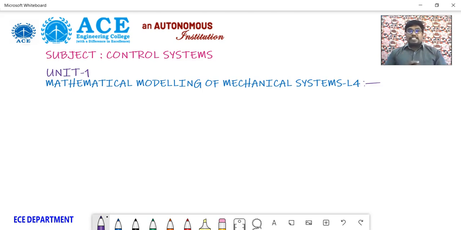Today we are going to discuss mathematical modeling of mechanical systems, lecture 4, and it is a continuation of previous lectures. This is from unit 1, subject control systems. In the last class I discussed the force-voltage analogy and force-current analogy of mechanical systems converted into electrical systems, and we also went through one example problem. So we'll continue with another example here.